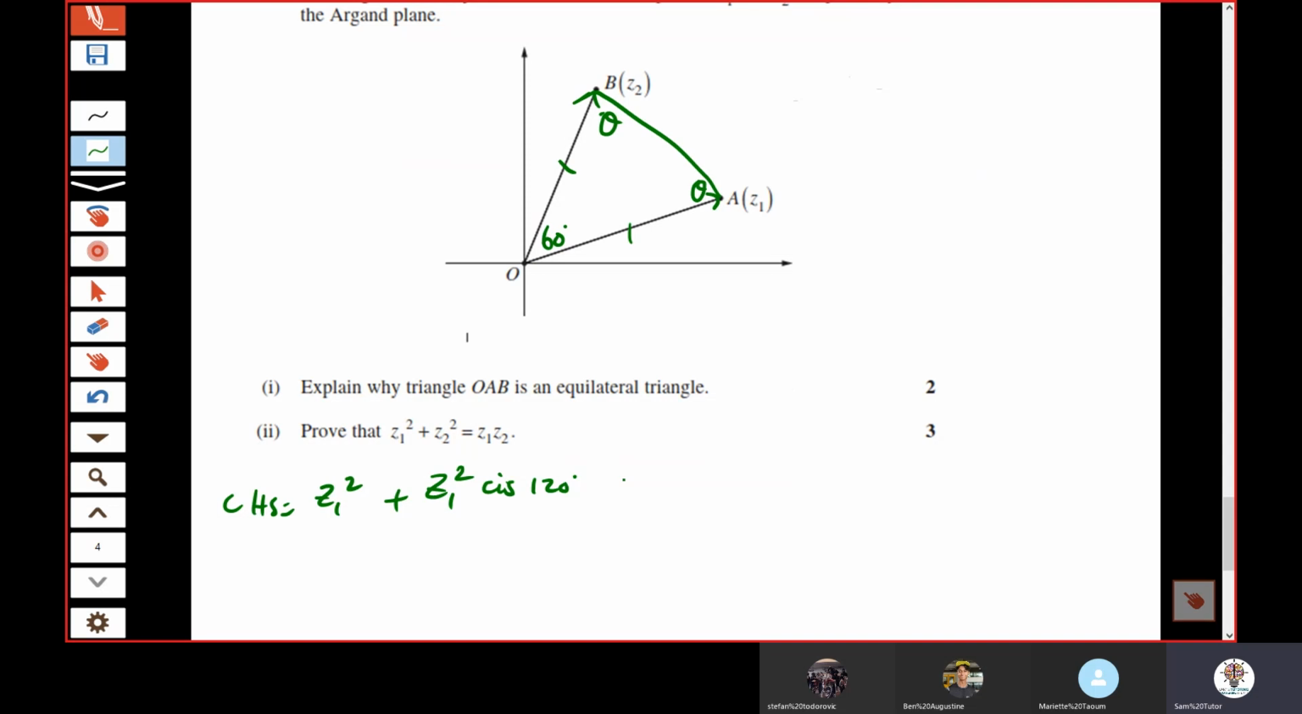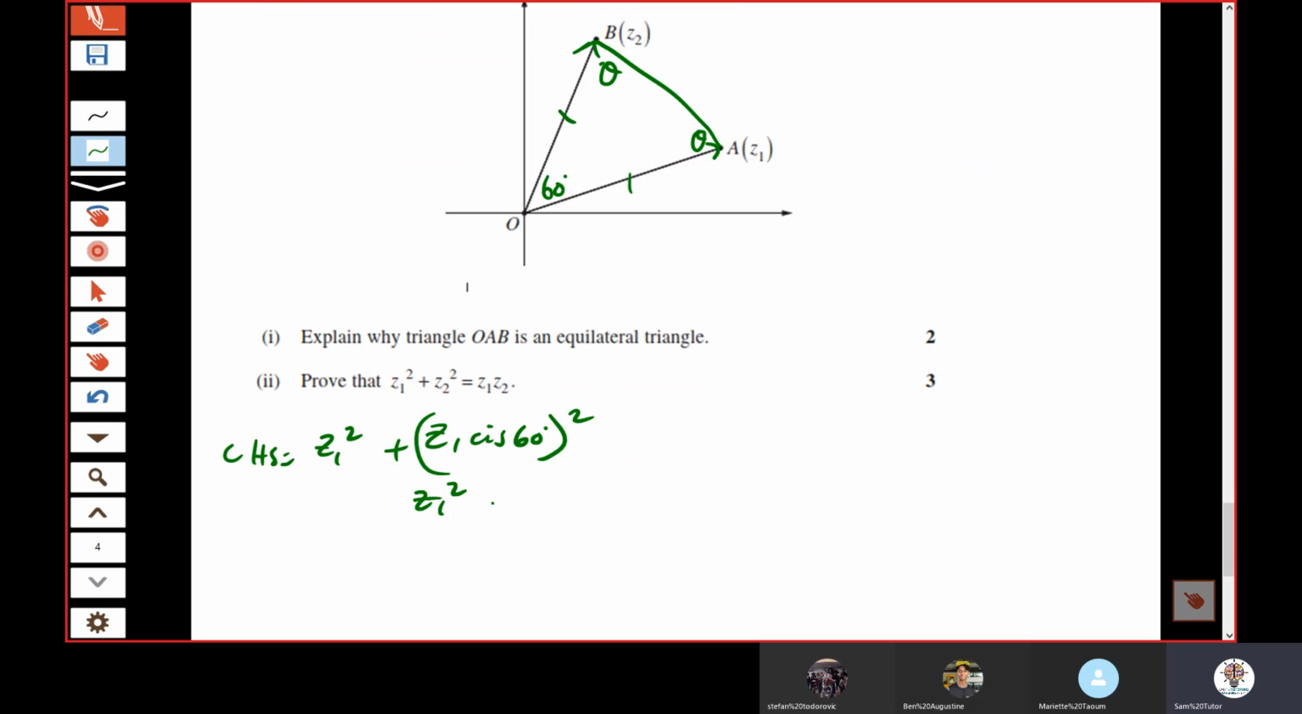Yes, no, maybe. Why did I write cis 120 all of a sudden? Because of De Moivre. True? Too fast? Maybe too fast. Go back. Z1 cis 60 degrees squared. That makes sense now? Cis 120.